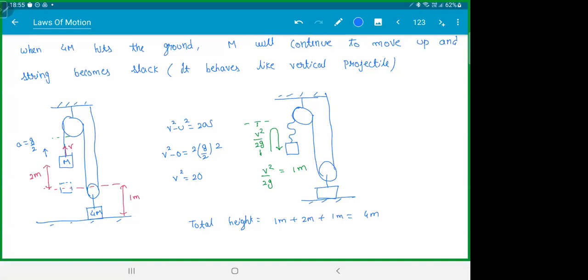Clear with this? So be careful. Kinematics and NLM. The block won't stop just because the other one stops. The string becomes slack.